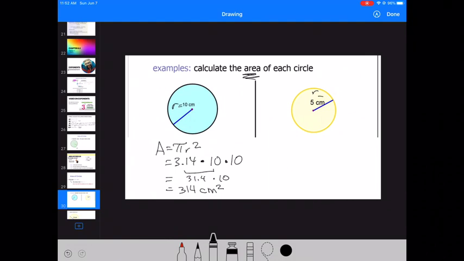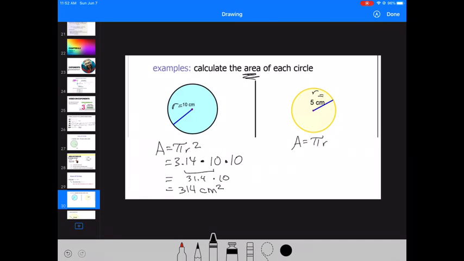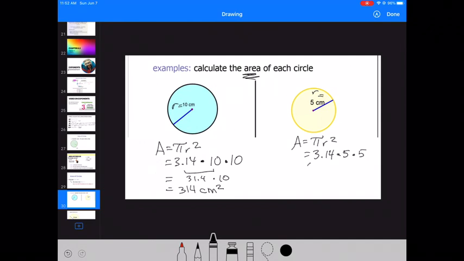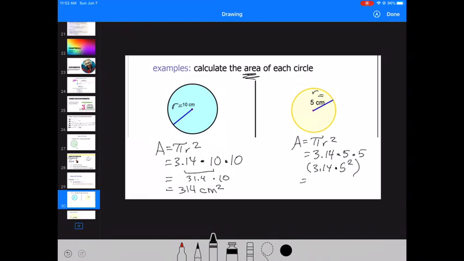Again, this is the radius. Radius is 5 centimeters. So A equals pi r squared. Next, 3.14 times 5 times 5, okay, or even 3.14 times 5 squared, whichever one. Now, 3.14 multiplied by 25, because it's actually 5 times 5, correct? That gives us 78.5 centimeters squared. It's area, not circumference, squared.